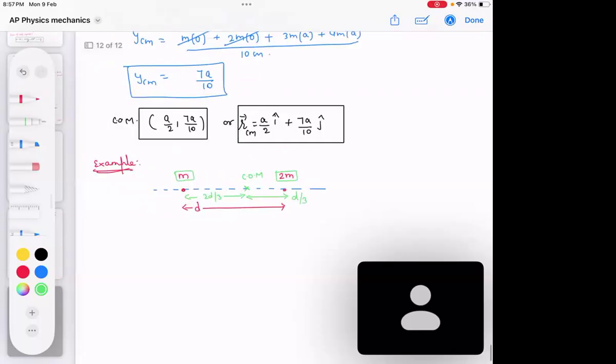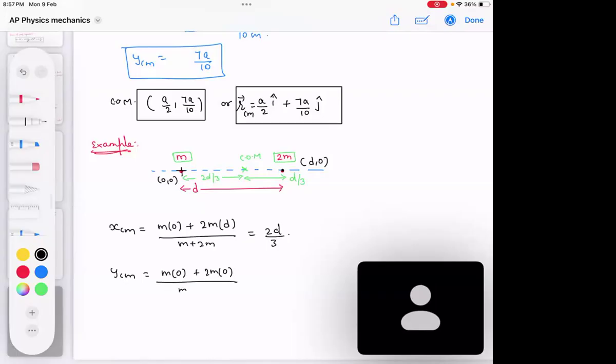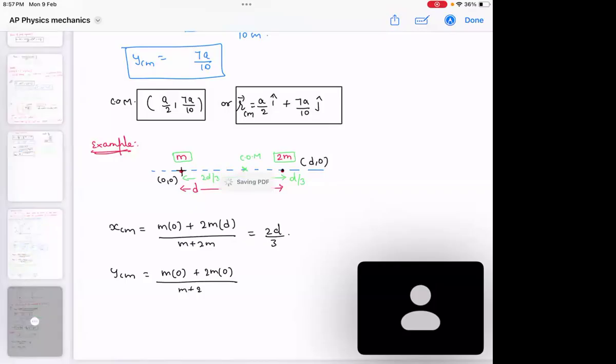If you want to calculate it, you can do the calculation also. How will we do the calculation? I will consider this as my origin, 0, 0. So this point will become d, comma, 0. Let me calculate XCM. So m into 0 plus 2m into d, divided by m plus 2m, right? We calculated and got 2d by 3. YCM will be 0 because m is also 0 and 2m is also 0. No need to do the calculation, isn't it? m plus 2m, if you do it, it will come 0.